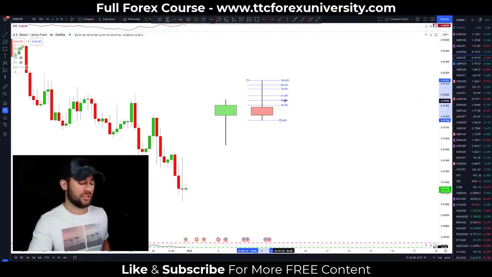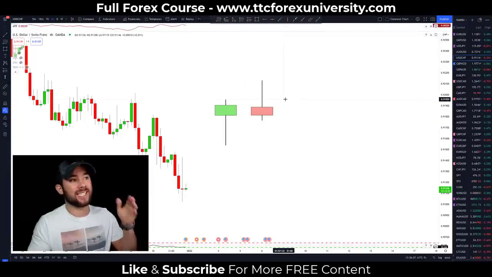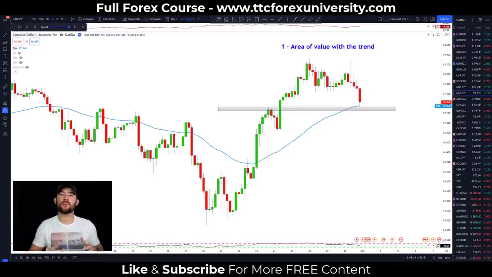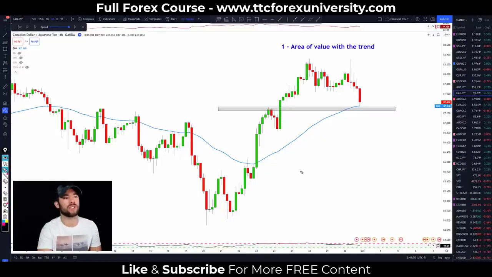Let's now dive into my favorite 3 ways to add confluence to any candlestick patterns. All right, so the first way we're going to take a look at adding confluence to candlestick patterns is by looking for an area of value with the trend. Now, if that sounded very complicated, don't worry, it's super simple. And for today's example, we're going to be using the 50-period exponential moving average, which is this blue line you see on my chart, as our trend indication tool.